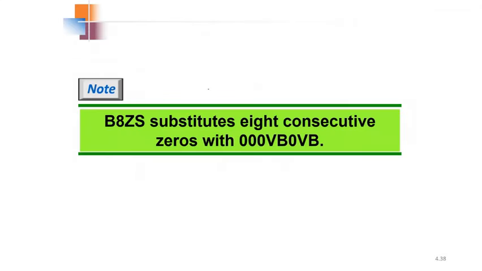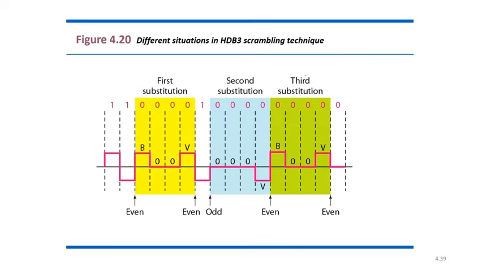Okay. So B8ZS substitutes 8 consecutive zeros with 000VB0VB. Okay. The next case is HDB3. In the HDB3 technique, it is going to have two combinations. Either it can have 000V or it can have B00V. So these two will be decided based on a rule.